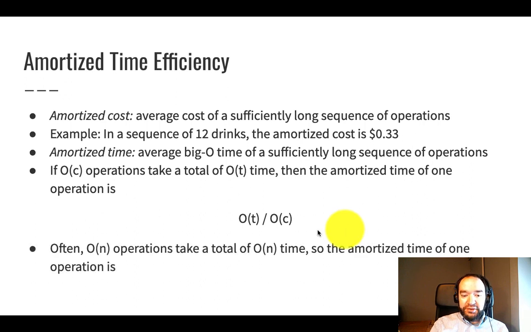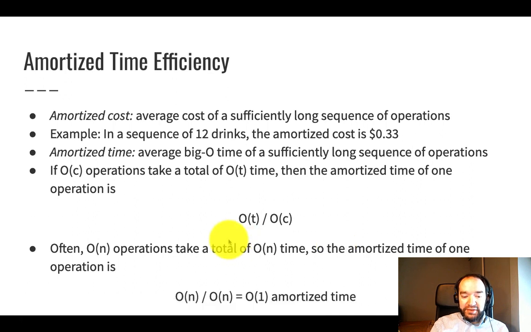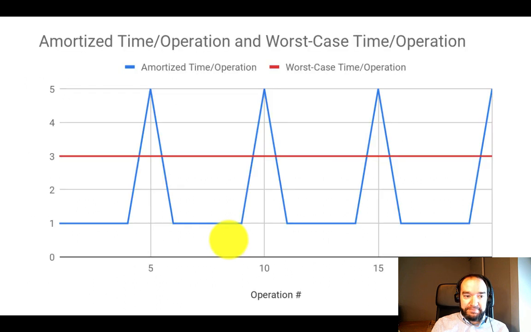Often, both of those big O expressions are big O of n. So if I have big O of n operations and they take a total of big O of n time, then the amortized time of one of them is that division, big O of n divided by big O of n, which comes out to big O of 1 amortized time.